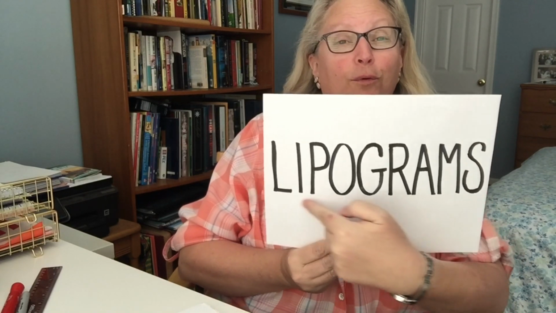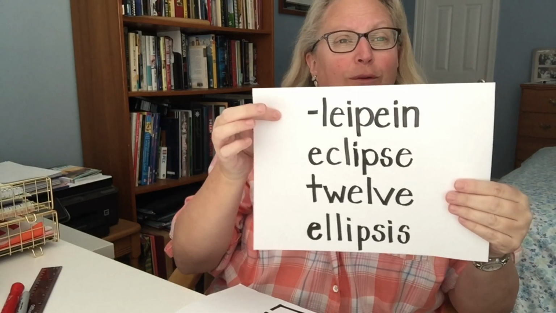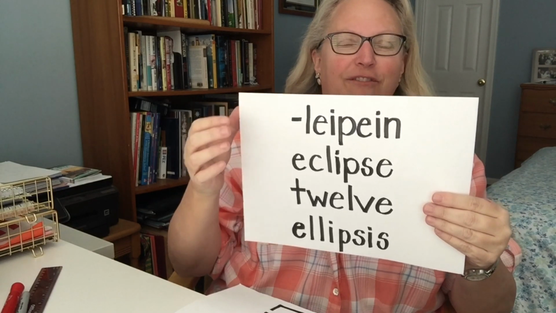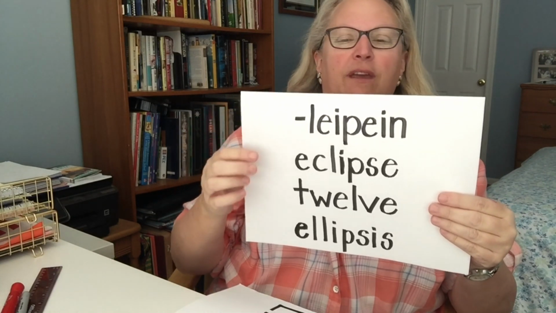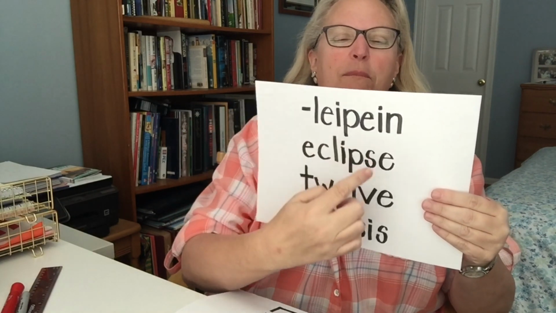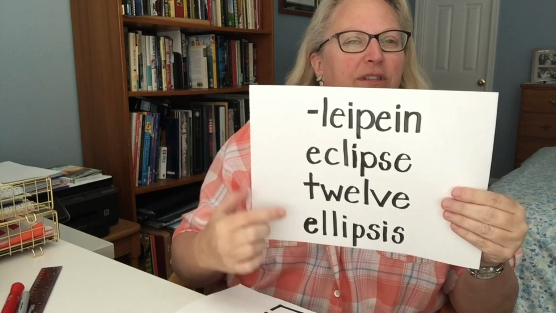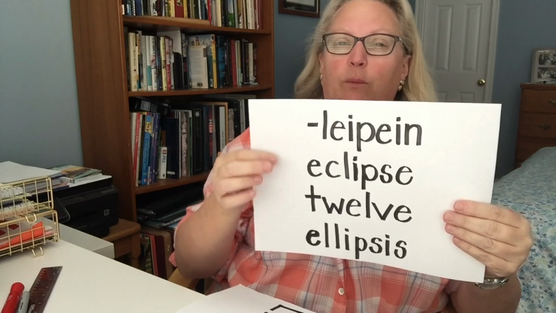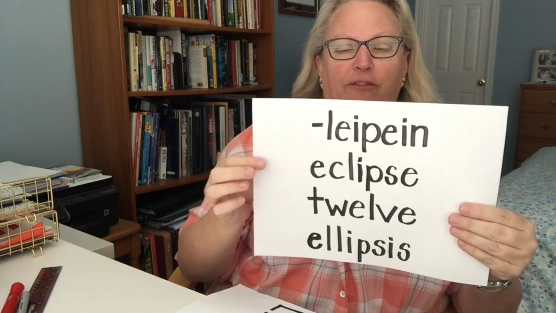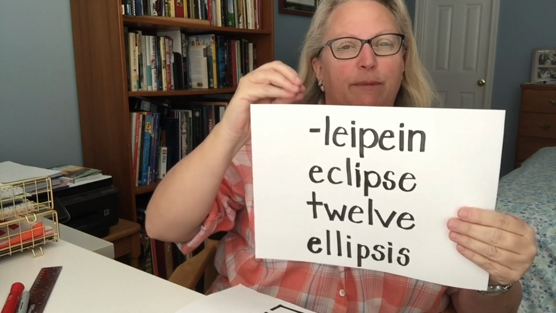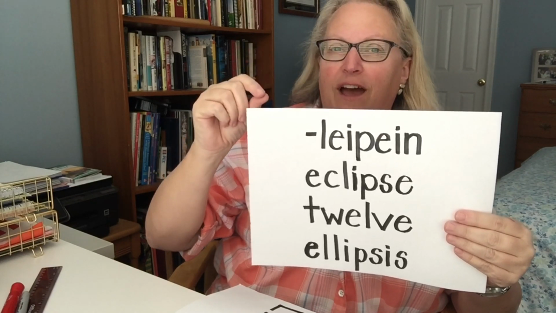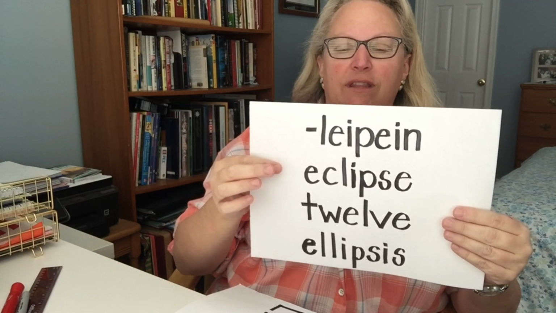Now, the root word here comes from the Greek word lipin, which just means left out or left over. So you see kind of the remains of that root in words like eclipse or 12 or ellipsis. An eclipse is when one celestial body passes in front of another and part of it looks like it's been hidden or left out. So that's why the root's in there.